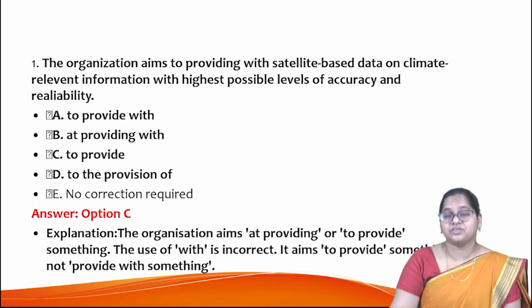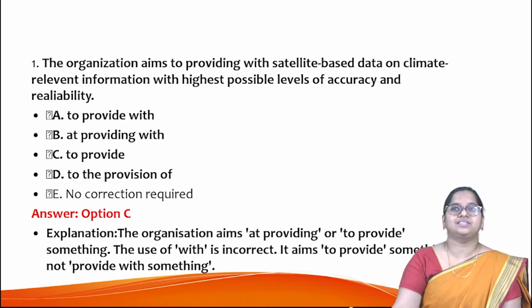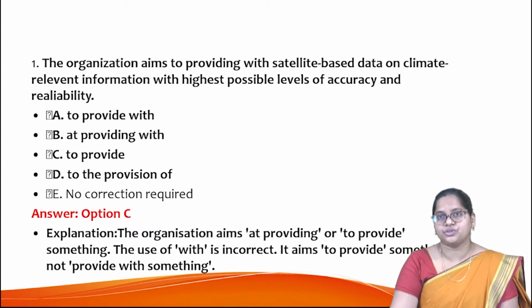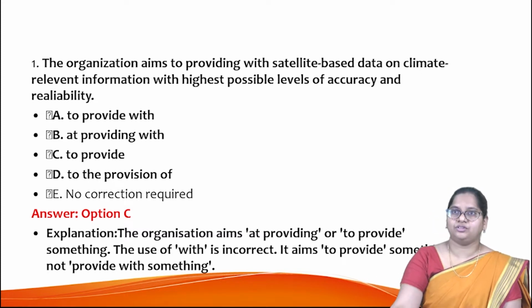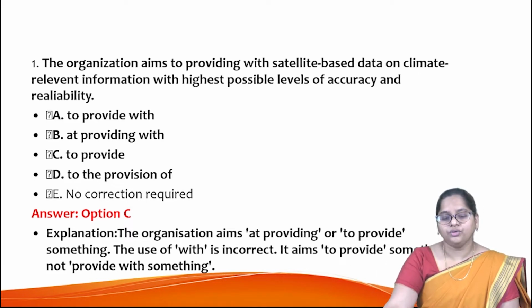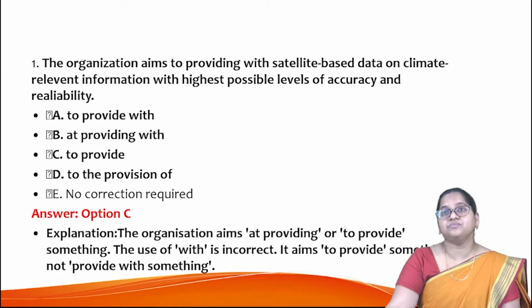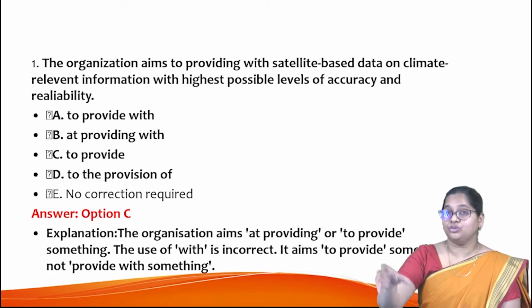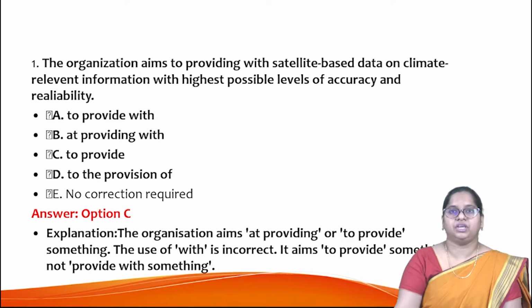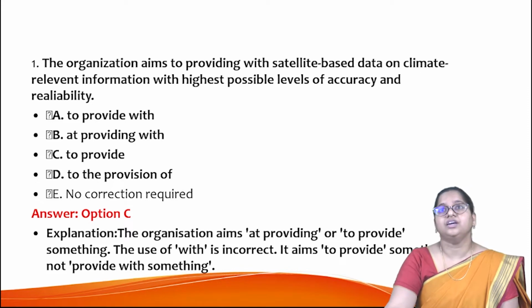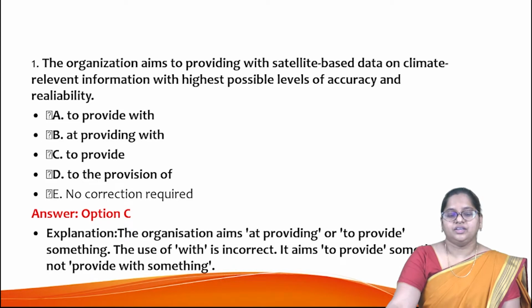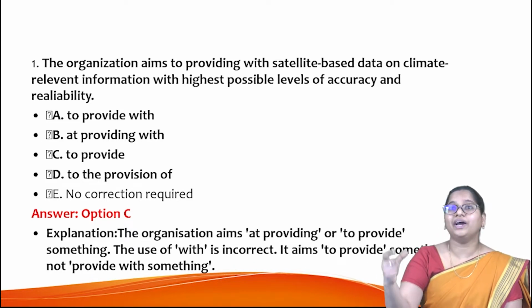When you say it aims at providing, you don't say "with satellite based"; you say it aims to provide, with provide taking some kind of conditions, but you don't say it aims to providing with satellite based. So there is an error. You can see the use of "with" here is incorrect. You can say aims at providing something, but "aims to providing with satellite" is the wrong answer. So what do you have to say? It aims to provide, not provide with something.